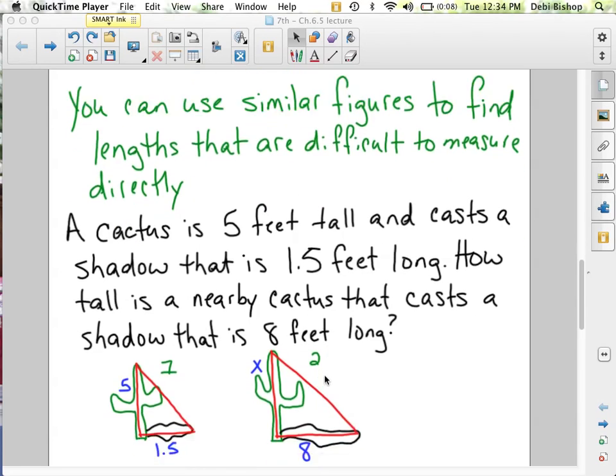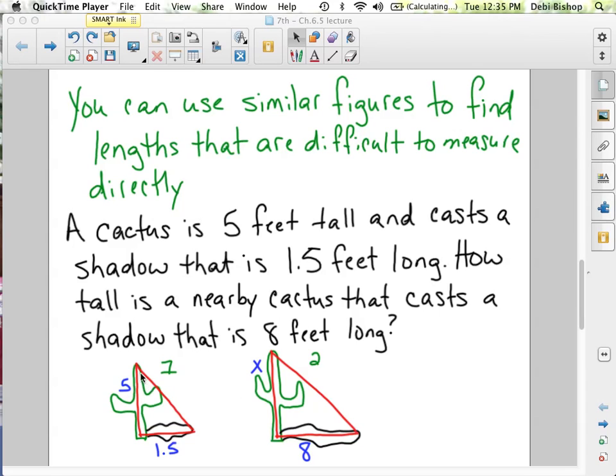So our problem is a cactus is 5 feet tall, and it casts a shadow that is 1.5 feet long. How tall is a nearby cactus that casts a shadow that is 8 feet long? So I have to draw a picture. It doesn't matter what your picture looks like. It's not art class, as you can tell.